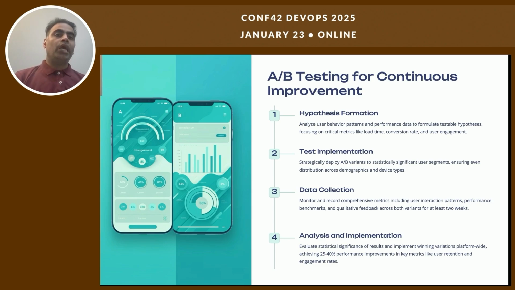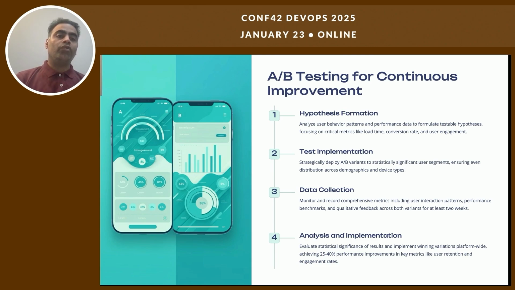A/B testing allows us to validate changes and ensure they have a positive impact. We start by forming hypotheses based on data insights. Control tests are then deployed to user segments to compare variations, and metrics like load times, interaction rates, and feedback are monitored over a defined period of time based on the results.